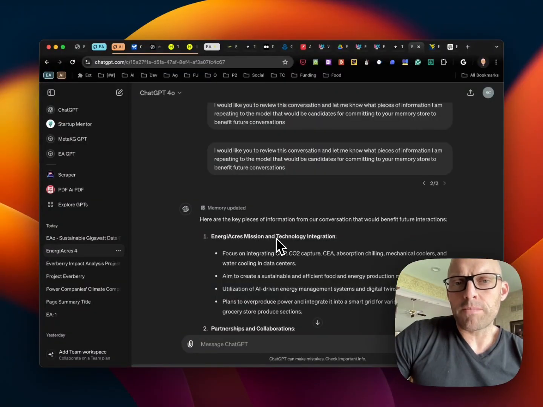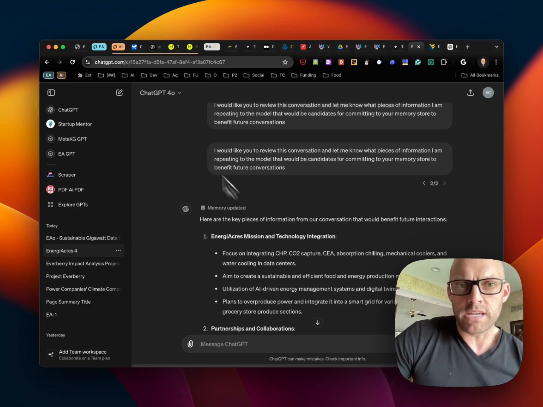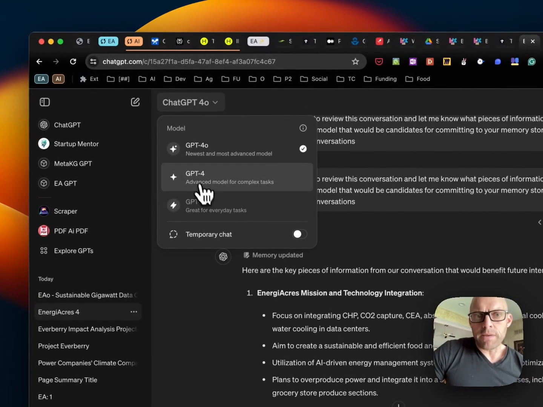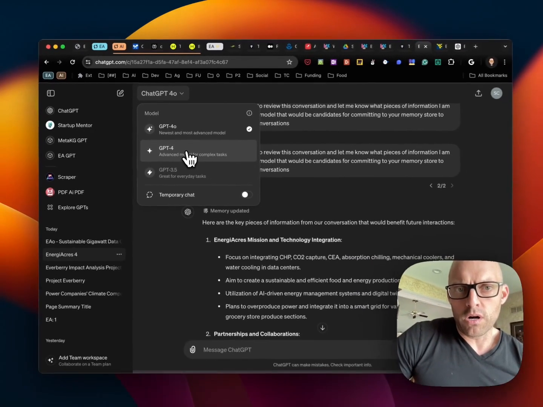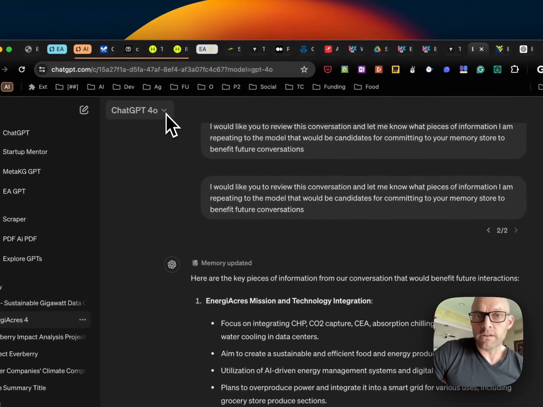Okay, so I want you to pay attention because this is a secret hack. If you have previous conversations in ChatGPT, they might be set for GPT-4. What you want to do is go back. If these are important conversations, you go back, you change it to 4.0, which I've done here. You got to be a plus user for this.